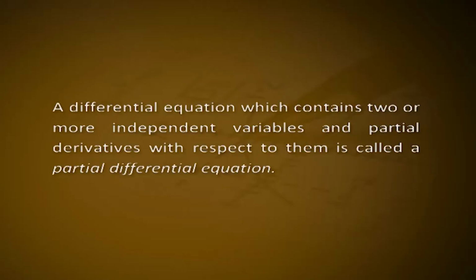A differential equation which contains two or more independent variables and partial derivatives with respect to them is called a partial differential equation. For example, ∂²v/∂x² + ∂²v/∂y² + ∂²v/∂z² = 0, and ∂⁴φ/∂x⁴ + 2 ∂⁴φ/∂x²∂y² + ∂⁴φ/∂y⁴ = f(x,y).